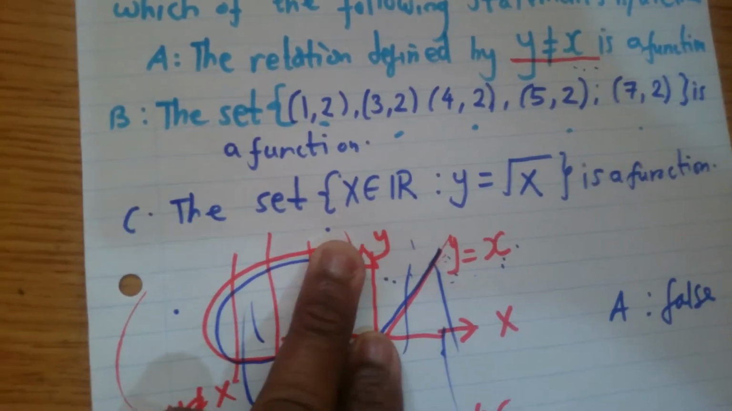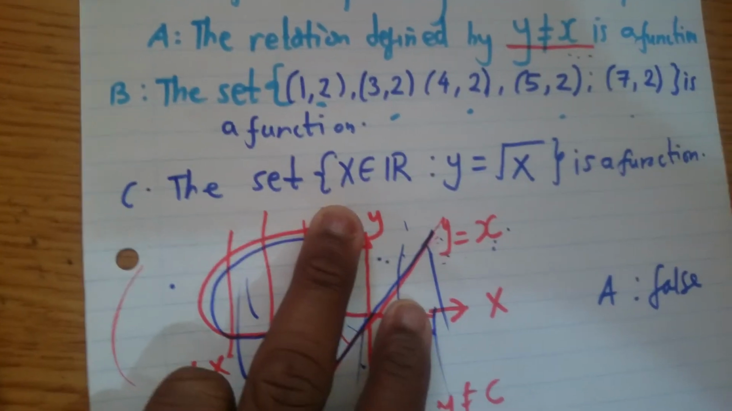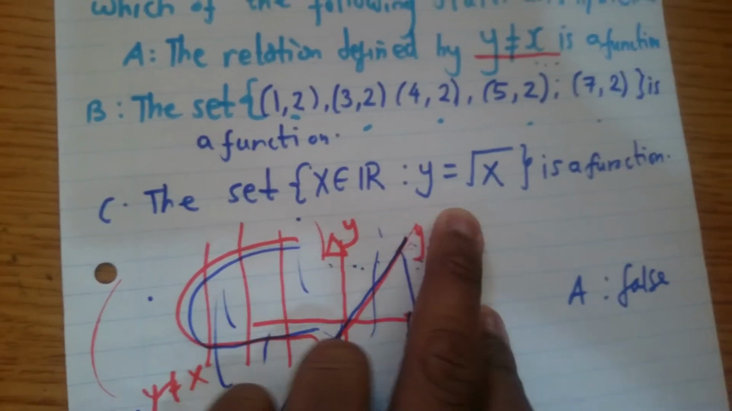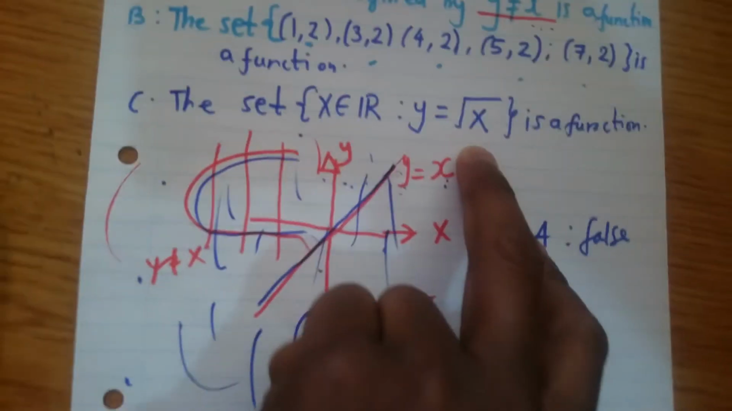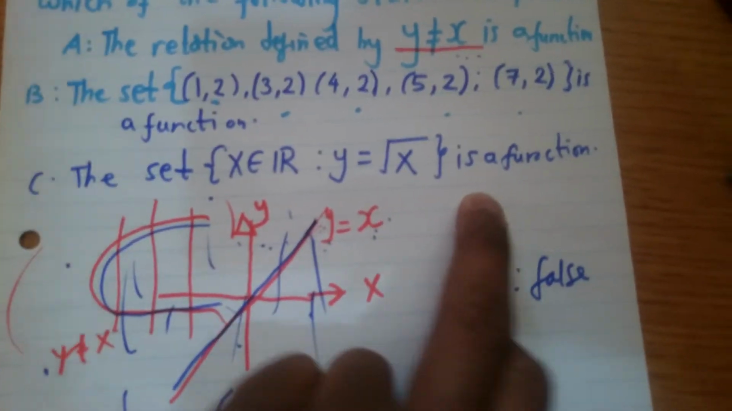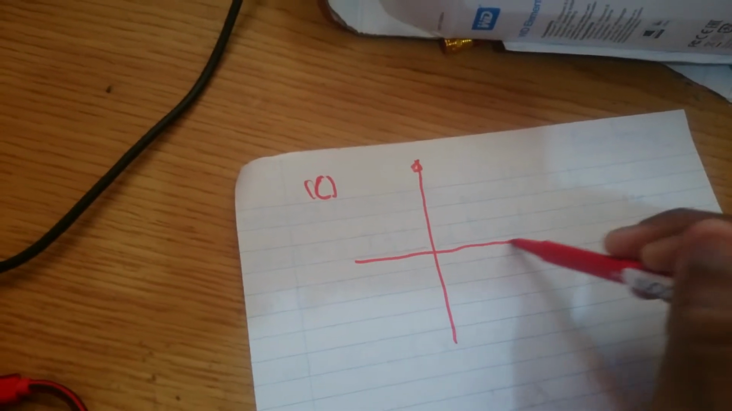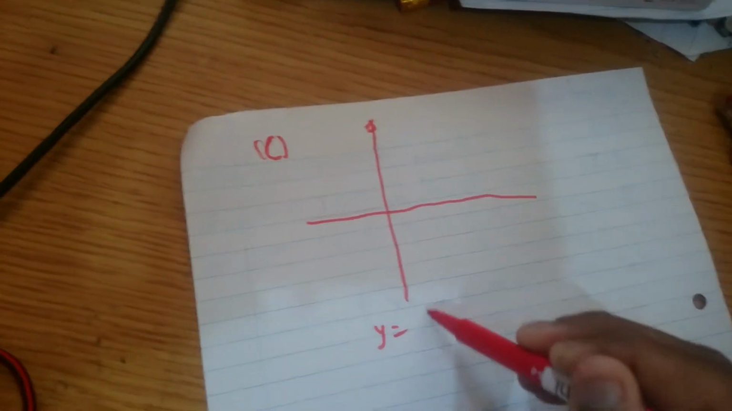For option C, they say the set of elements x, in curly brackets, where x is a real number, whereby y equals the square root of x is the function. Okay, so we can draw a simple graph here like grade 1. It's not necessary, but I'll show you quickly how to check if it is a function. So y equals the square root of x.